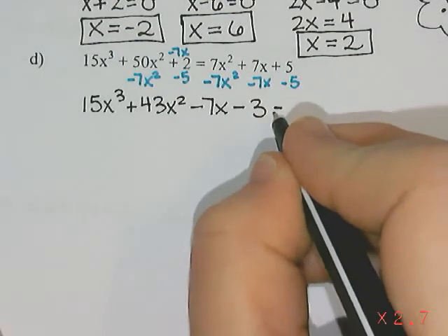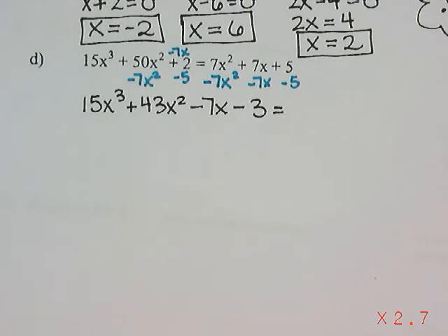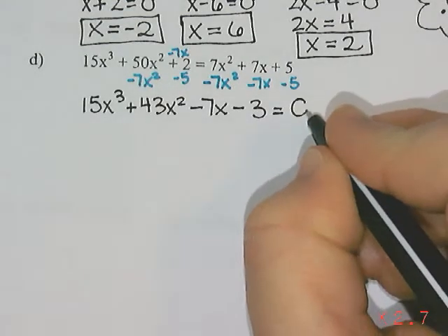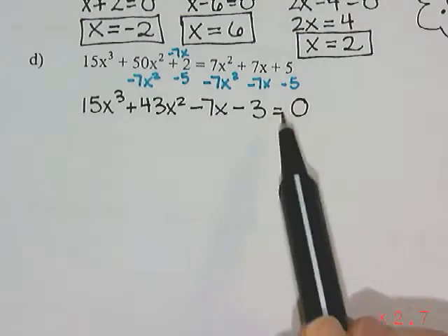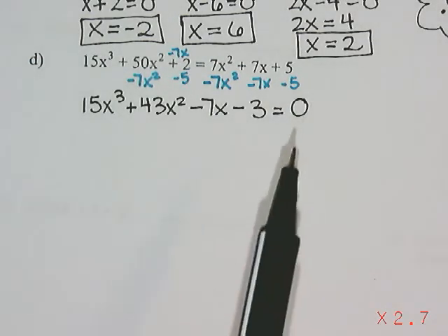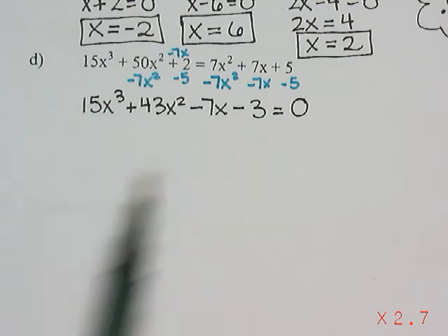And then on the other side of the equation, we took all of the terms away. So what's left? A 0. And it's really important for you to write the 0 there. We don't just stop writing anything. You have to show me that it equals 0, that there's nothing left on that side.